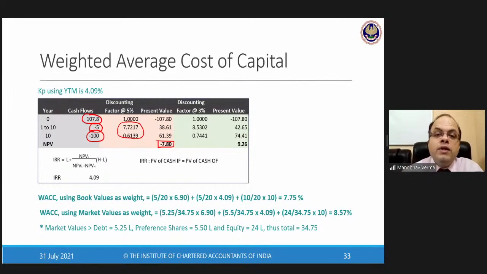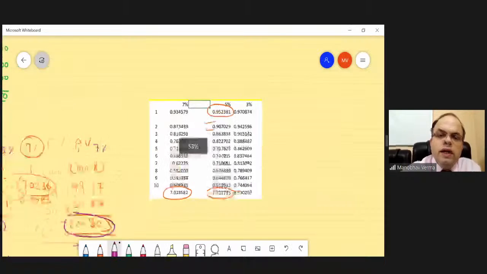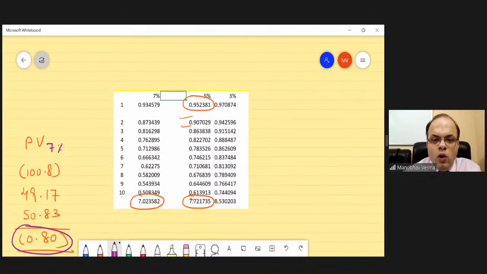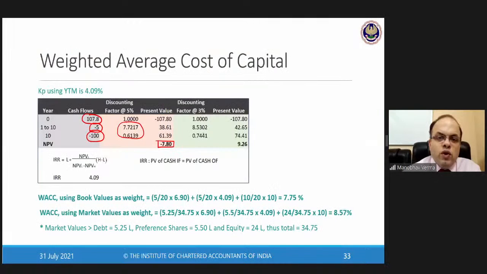Let's do 3%. Now, when we calculate the discounting factors, we calculate them for relevant ranges. So what are the discounting factors for 3% here? We are talking about a total of 8.5302. And for the 10th year, we are using 0.7441, right? So let us use that same rate while calculating the cost of preference shares. So we're talking about 8.5302 and 0.7441. And we get a positive 9.26.